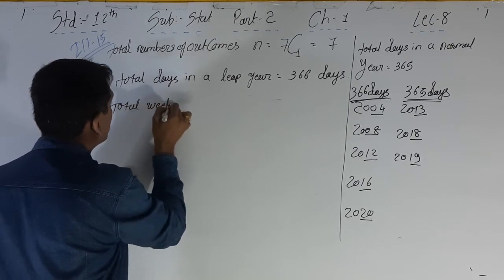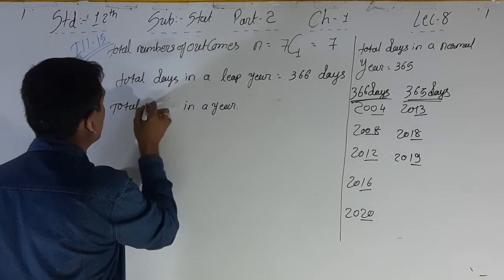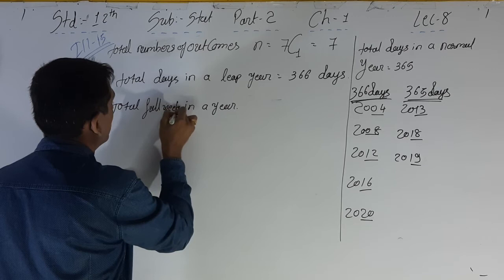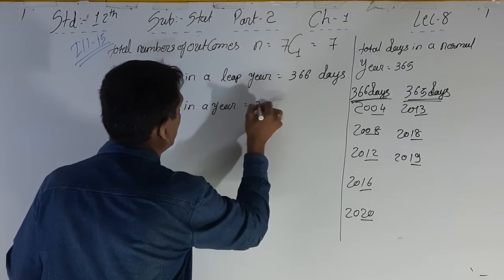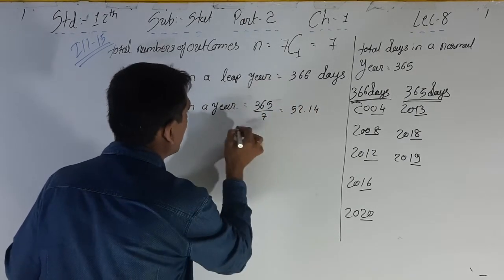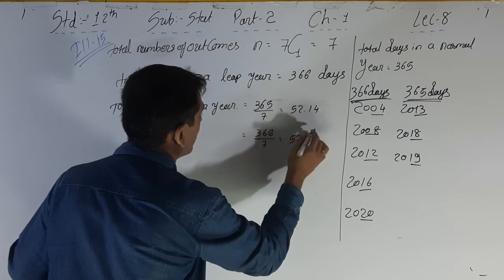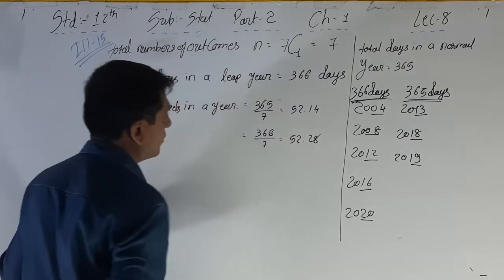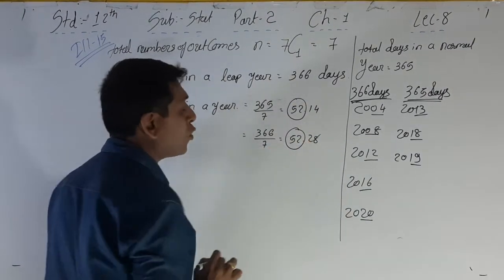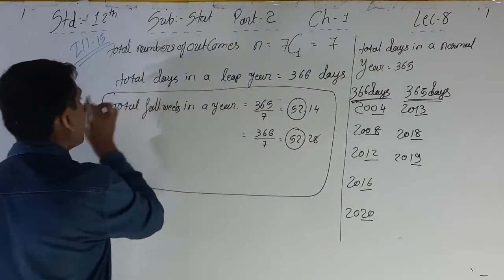Total full weeks in a year is equal to 365 divided by 7, or you can say 52.14, or 366 by 7, you can say 52.28. So full 52 weeks are there compulsory. This is not for your calculation, this is just for your understanding.